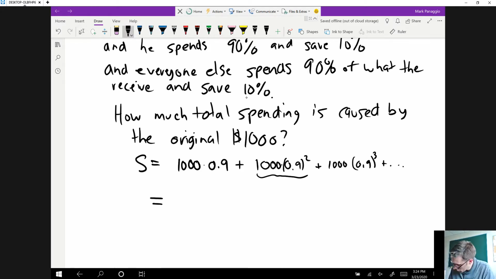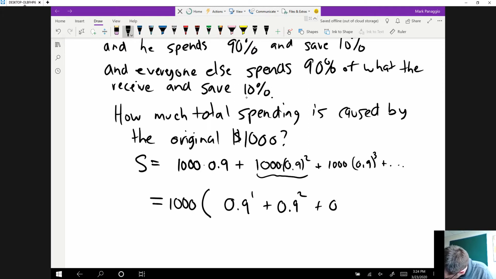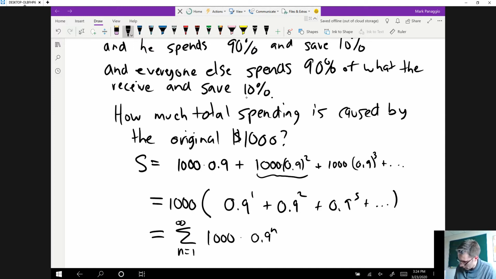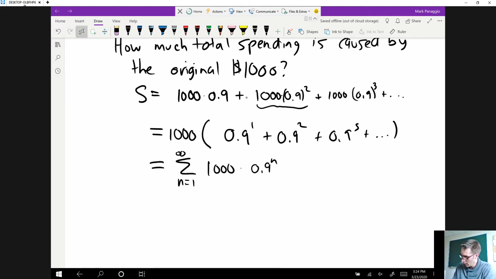Notice each term has 1,000, and so we could easily factor that out. And so now we have 0.9 to the 1 plus 0.9 squared plus 0.9 cubed, and so on. And so you could write this as the sum of 1,000 times 0.9 raised to the n, and we want all of the powers of n from 1 to infinity. And notice this is again a geometric series. The ratio of consecutive terms is 0.9, and the constant term is 1,000.